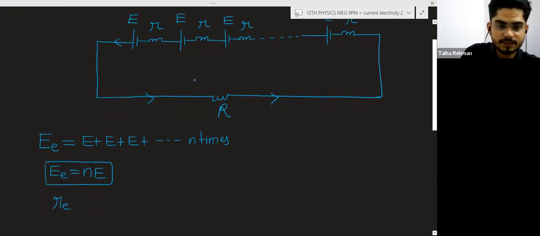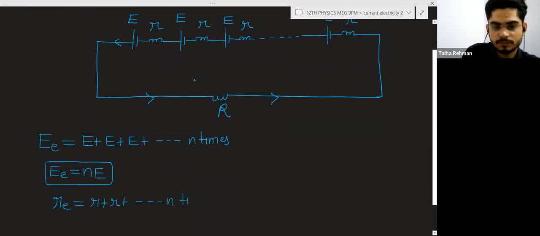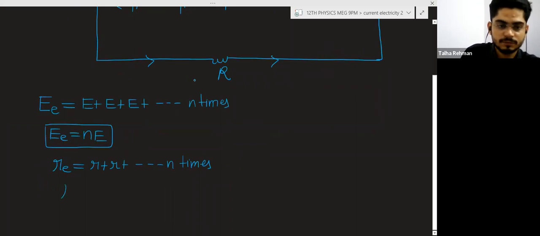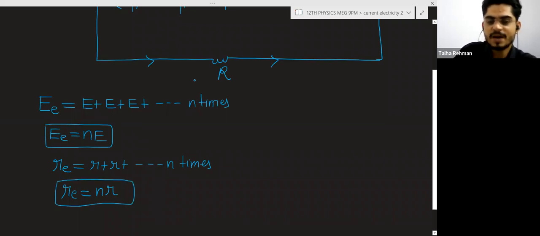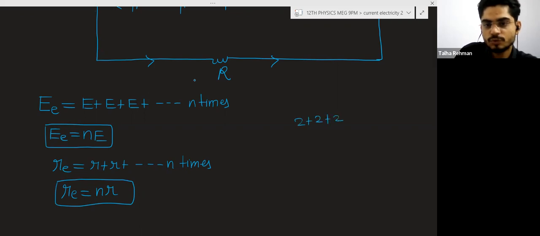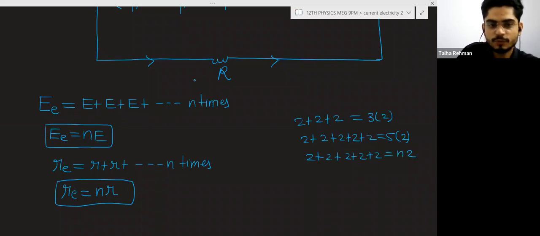And similarly, you will add r n times, you will get nr. The example I want to give you: if you are adding 2, 2, 2, 3 times, then you will get 3 into 2. If you are adding 2 five times, 1, 2, 3, 4, 5, then you will get 5 into 2. If you are adding 2 n times, then you will multiply n into 2. And if you are adding E n times, then you will write nE.